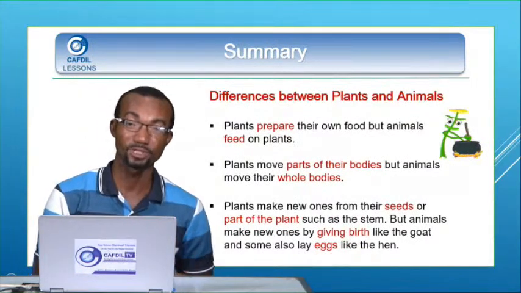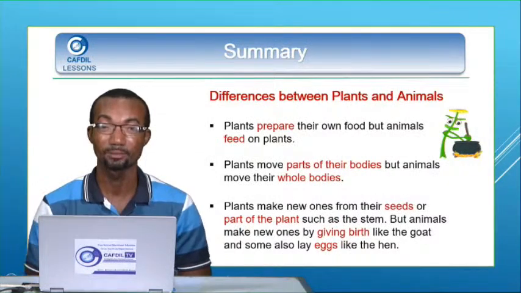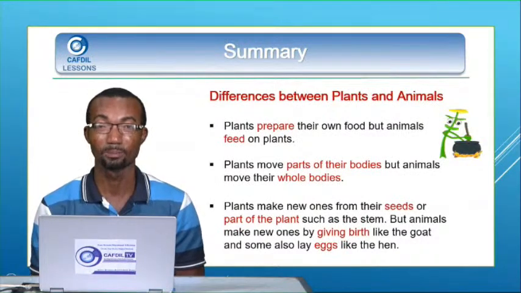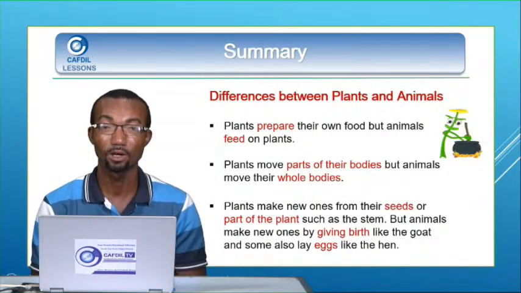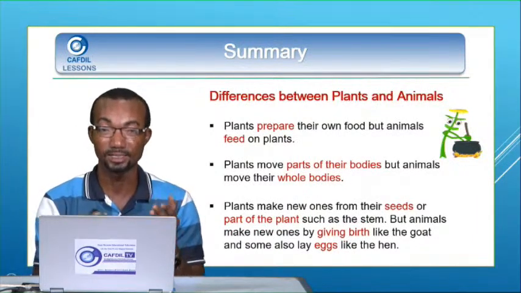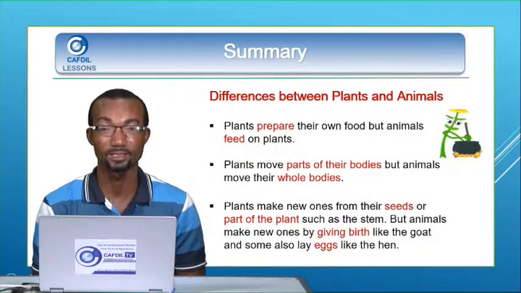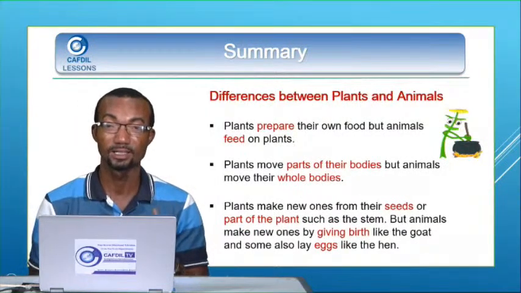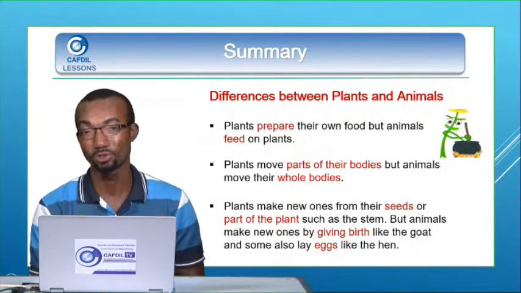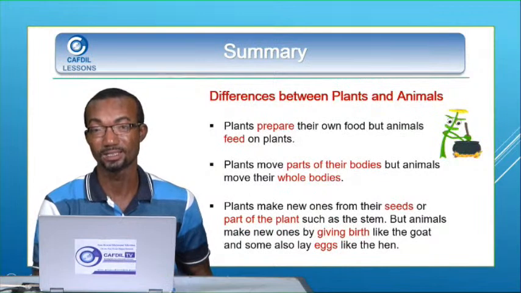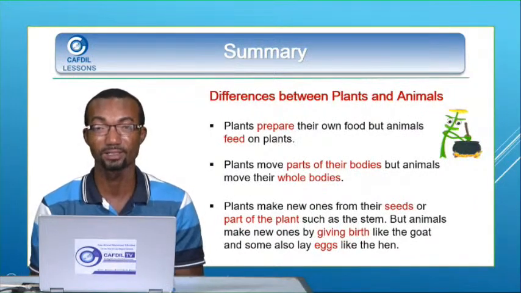When we treated life processes last time, we said that living things reproduce, and that is what we are talking about here. Plants reproduce through their seeds or by using parts of the plant. But animals reproduce by giving birth. That means they get pregnant and then give birth. And some also lay eggs, like the birds. If you take animals like lizards and snakes, some even give birth, some also lay eggs. So plants make new ones through their seeds, and animals make new ones through eggs or by giving birth.